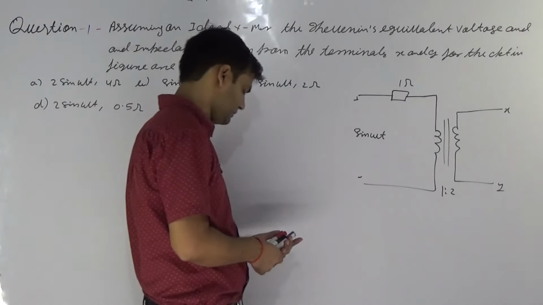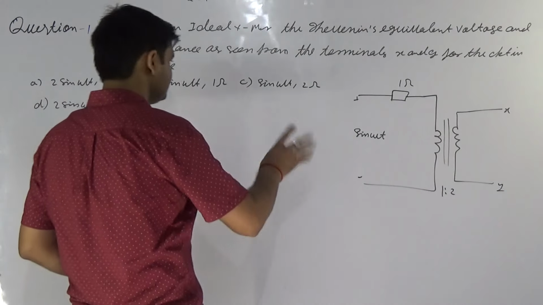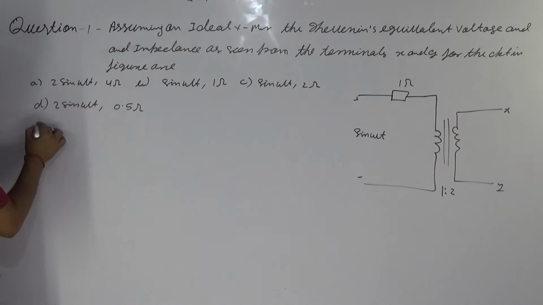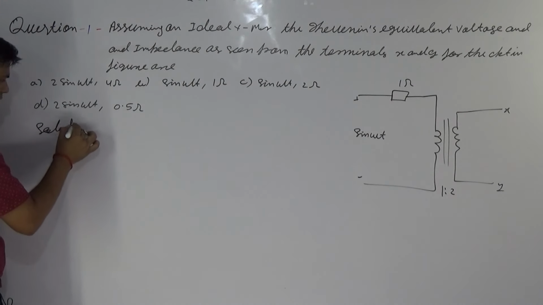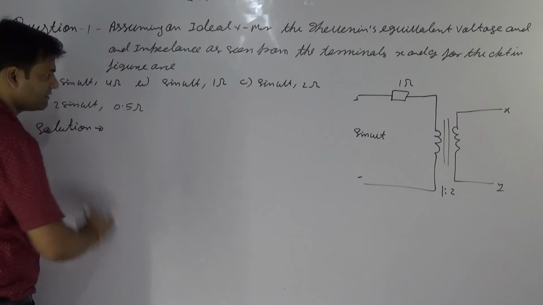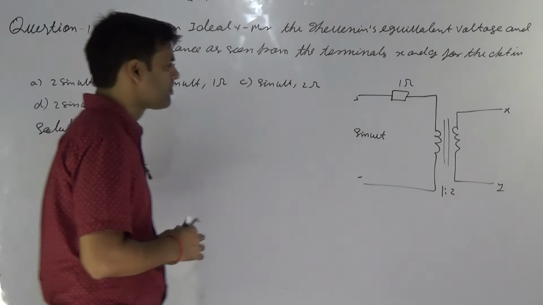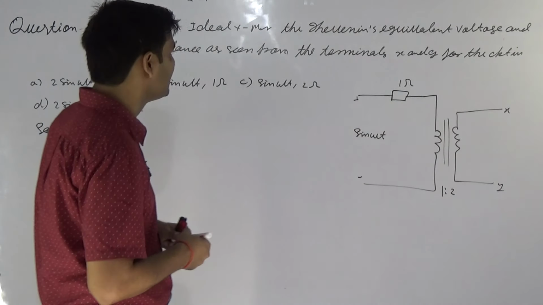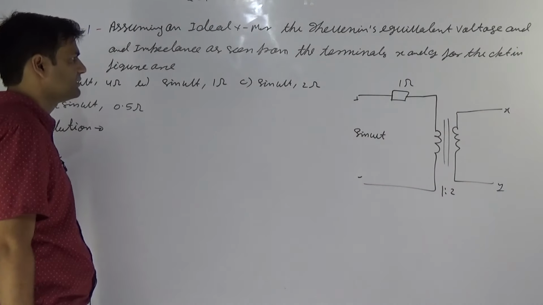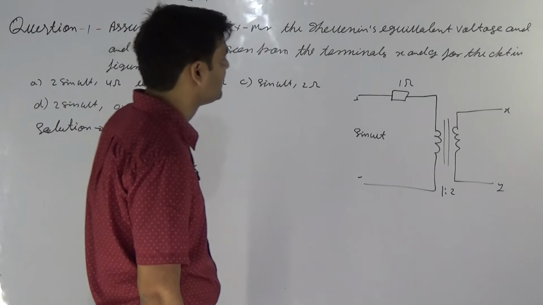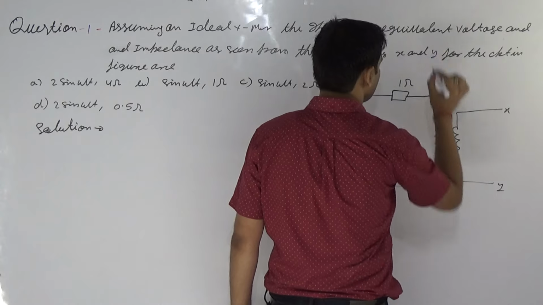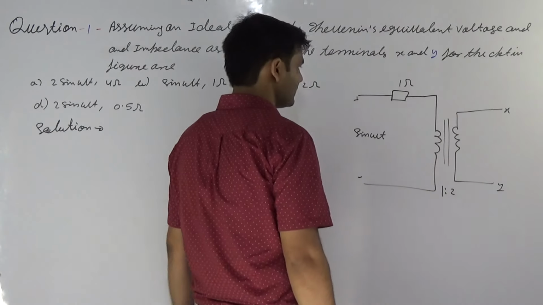Now focus on the question. The question looks like this one. Primary side, assume an ideal transformer. Thevenin's equivalent voltage and impedance as seen from the terminals X and Y for the circuit in the given figure.